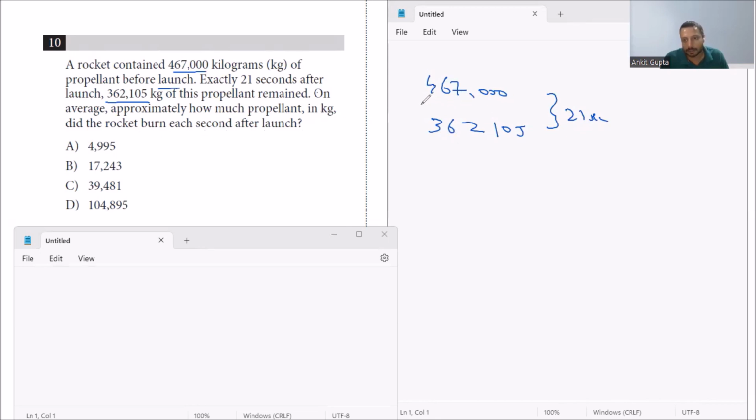On average, approximately how much propellant in kg did the rocket burn in each second after the launch? So we can just subtract these two values and divide by 21 to get the answer. You can use your calculator to do this. So let's quickly go ahead and do that. So we will have 467,000 minus 362,105 divided by 21, and that will be equal to 4995, which is option number A.